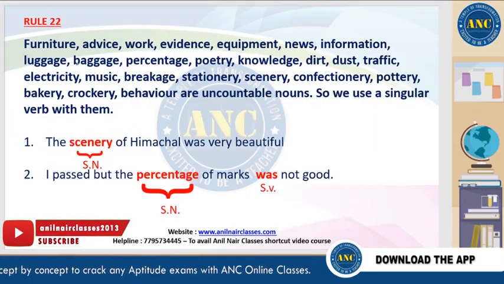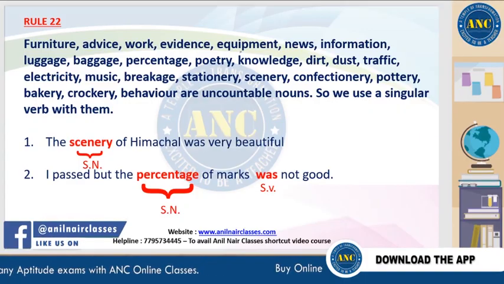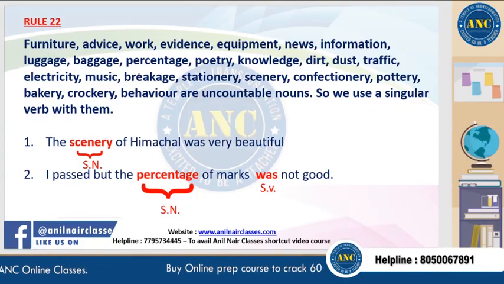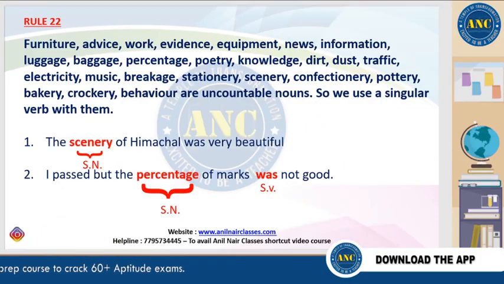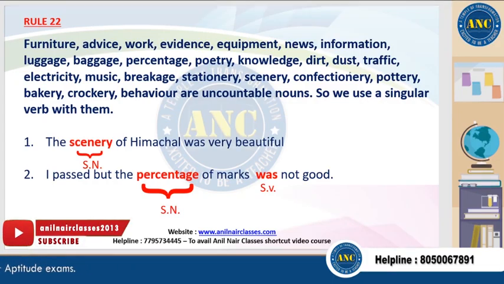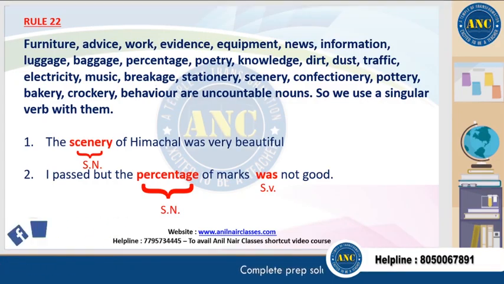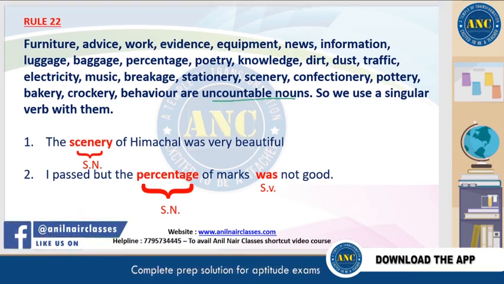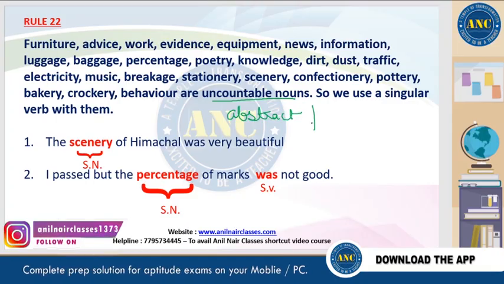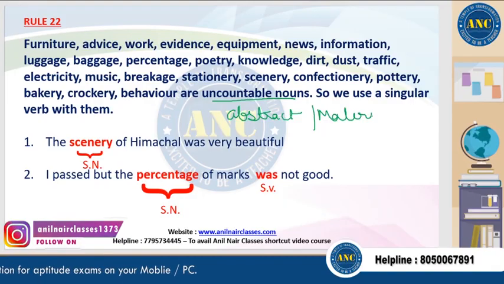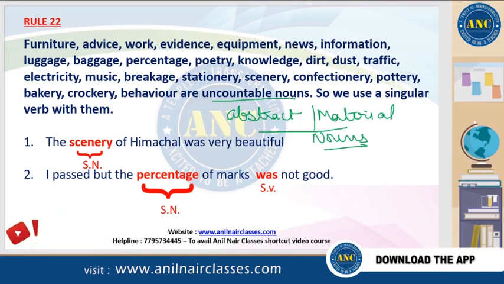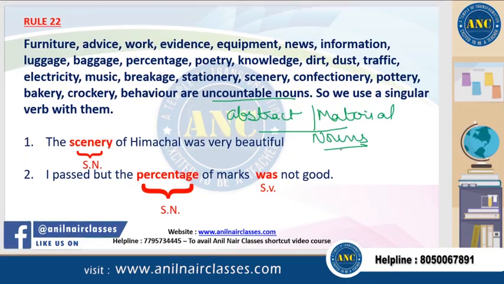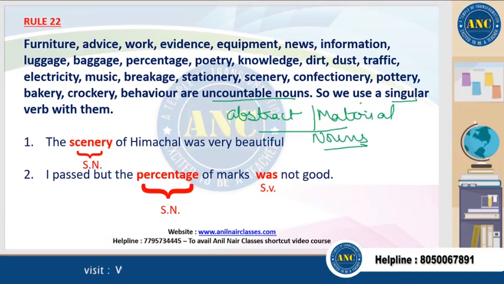Now, we have other words like furniture, advice, work, evidence, equipment, news, information, luggage, baggage, percentage, poetry, knowledge, dirt, dust, traffic, electricity, music, breakage, stationery, scenery, confectionery, pottery, bakery, crockery, behavior, which are all uncountable nouns. Remember, these are examples of our abstract nouns and material nouns. So we know that abstract and material nouns are what? They are always singular. They are uncountable. So when abstract or material nouns are functioning as the subject, they are always singular, and we'll always use the singular form of the verb with them.